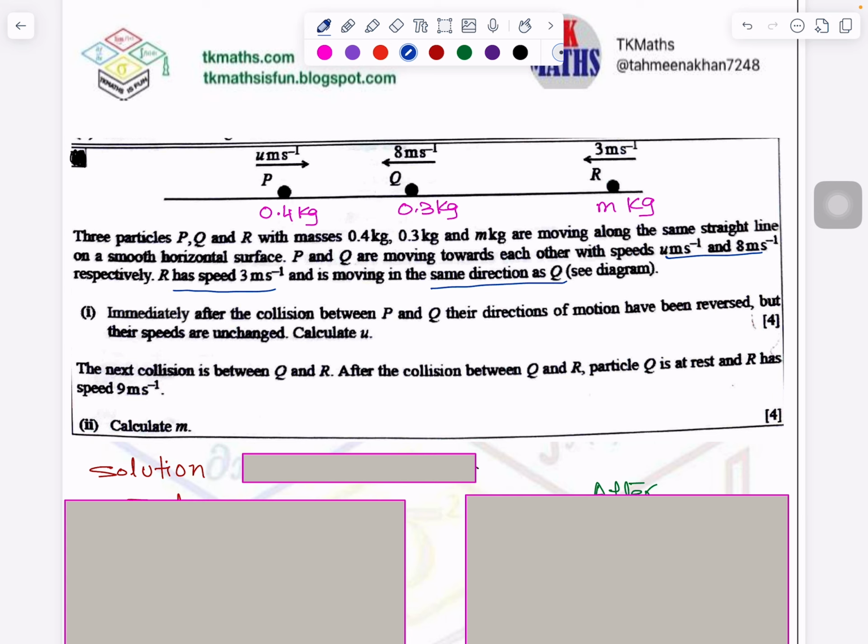Now I would like to say here, in recent papers mostly a diagram is not given. So the way it is drawn here, always draw it. It will always help you to do the question correctly and efficiently.